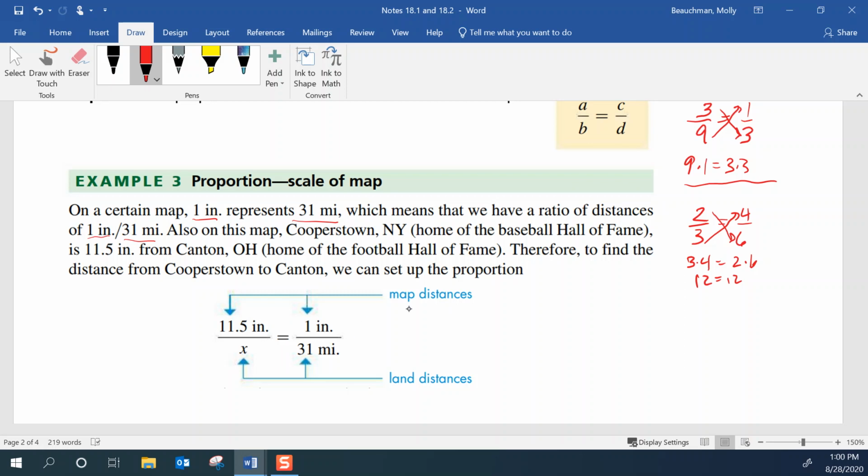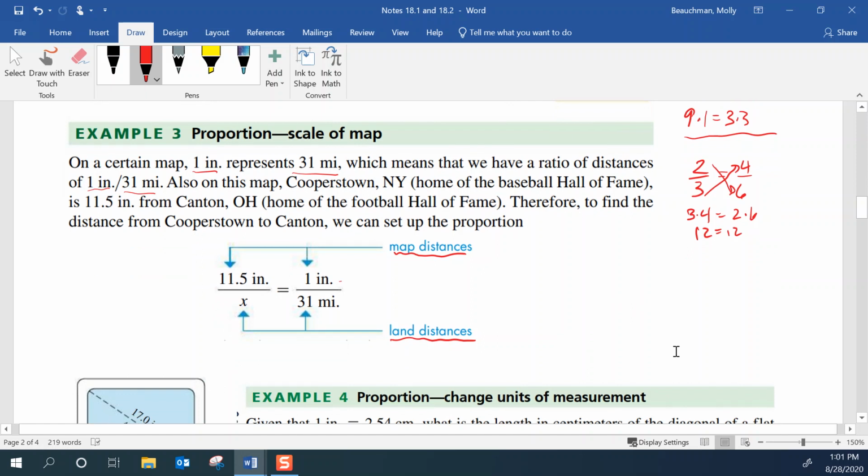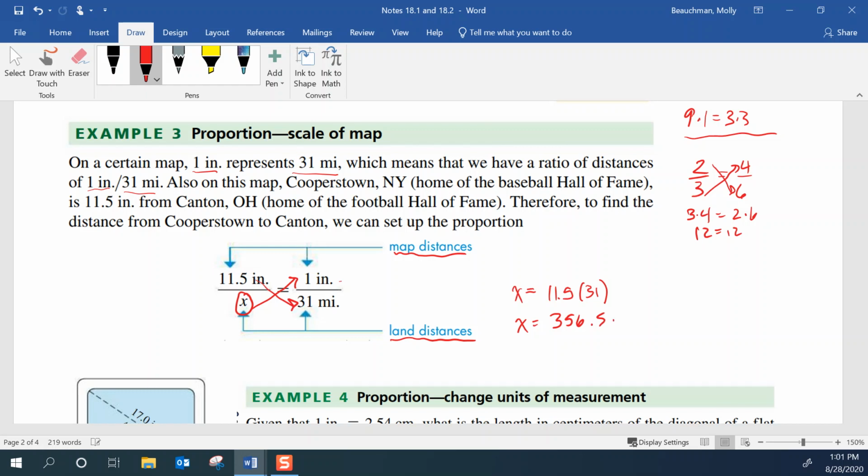So we set up what we know: map distance to land distance on the map is 1 inch to 31 miles. Then we set up the map distance, 11.5 inches, to x. So that's setting up a proportion. If we want to solve and find x, we cross multiply. X times 1 is 1x equals 11.5 times 31, and the units would be in miles. 11.5 times 31 is 356.5 miles.